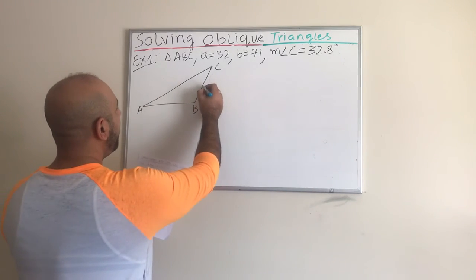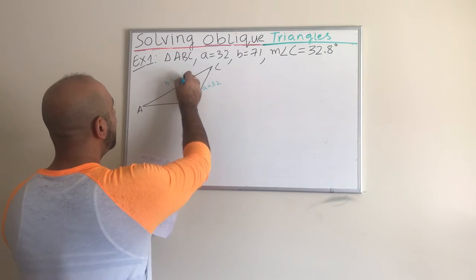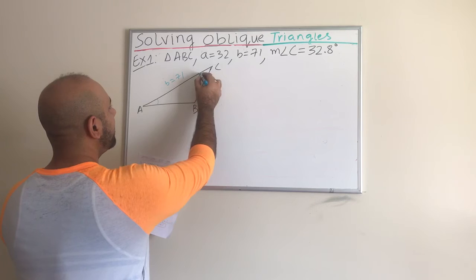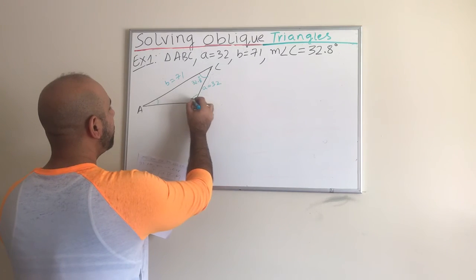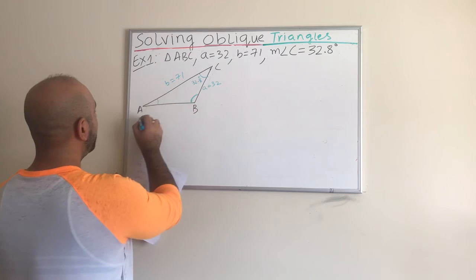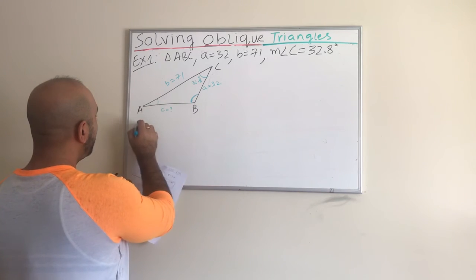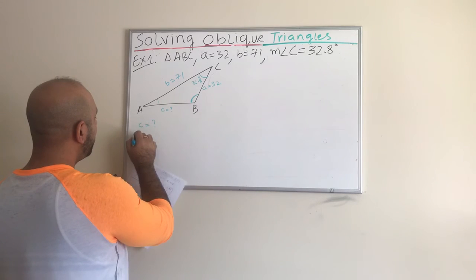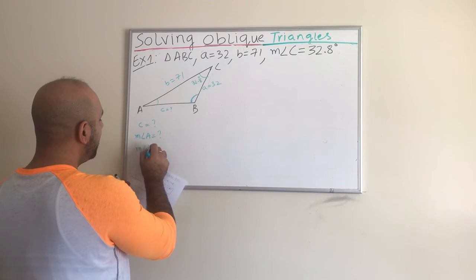I have the length A, which is 32, and then I have the length B, which is 71, and then I have the measure of angle C, which is 32.8 degrees. I don't know the value for measure of angle B and measure of angle A. So I have to find, and I also have to find the length C. So we have to find the length C, then we have to find the measure of angle A, and we also have to find the measure of angle B.